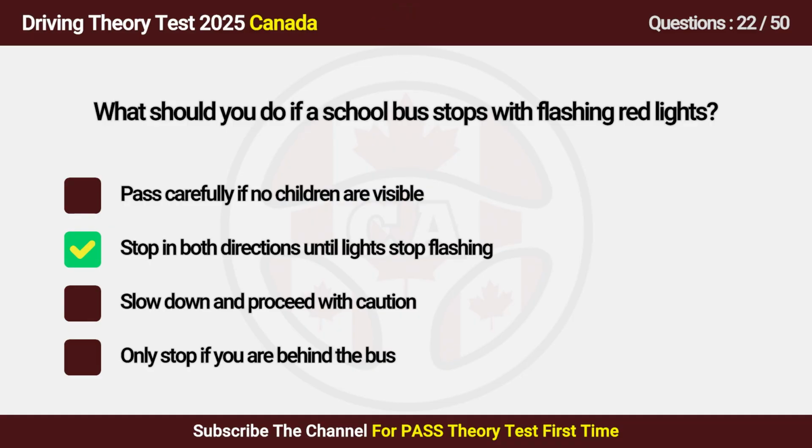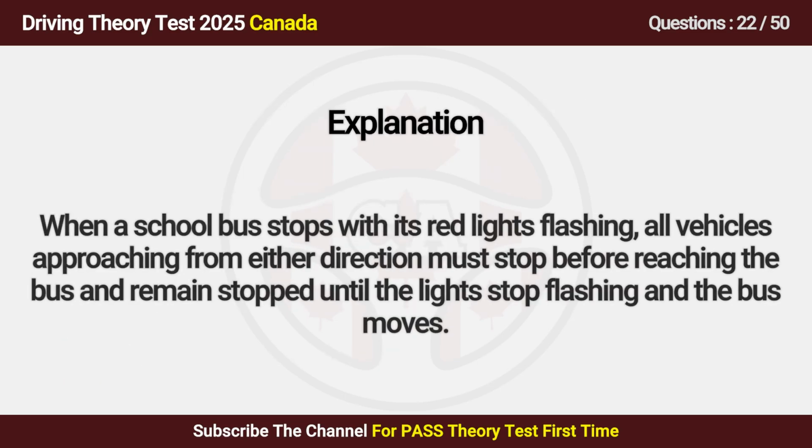Answer is B. Stop in both directions until lights stop flashing. When a school bus stops with its red lights flashing, all vehicles approaching from either direction must stop before reaching the bus and remain stopped until the lights stop flashing and the bus moves.